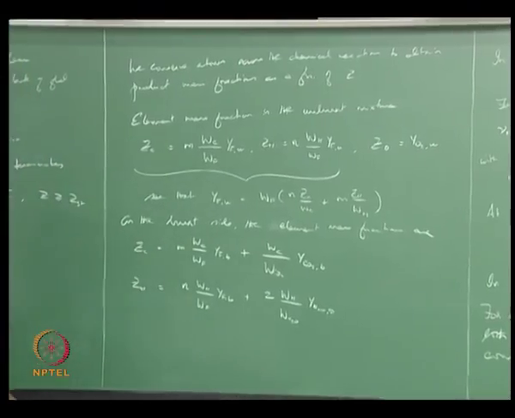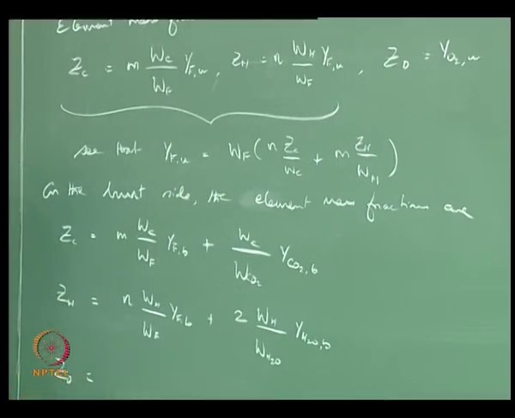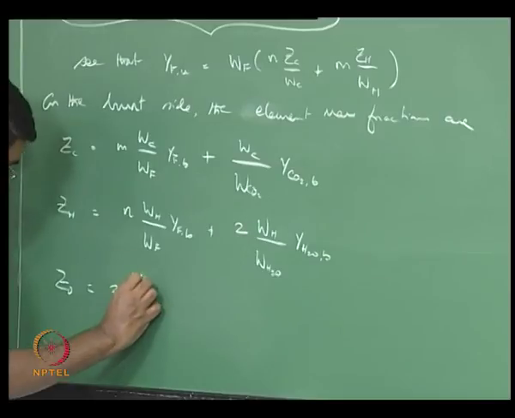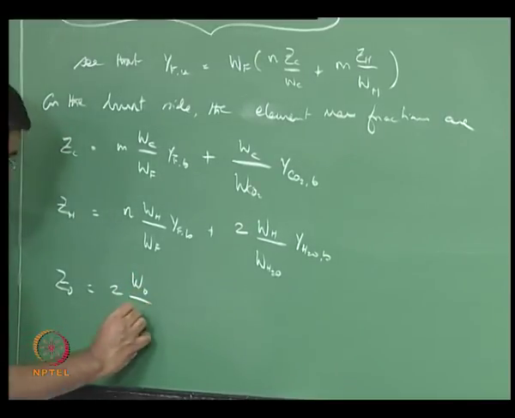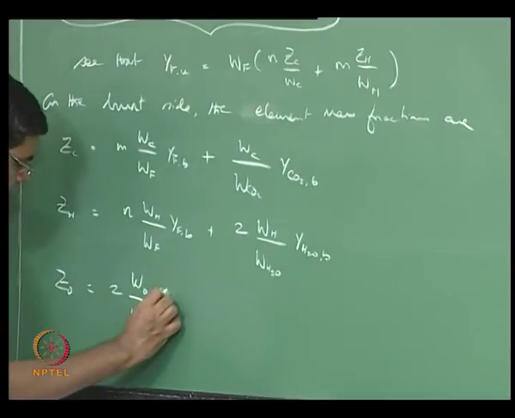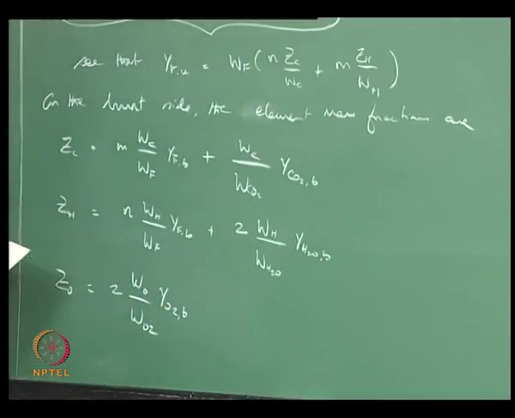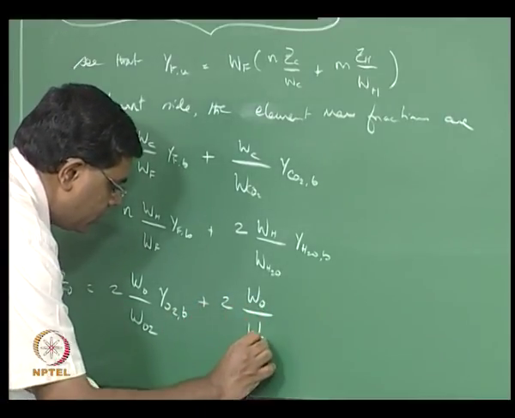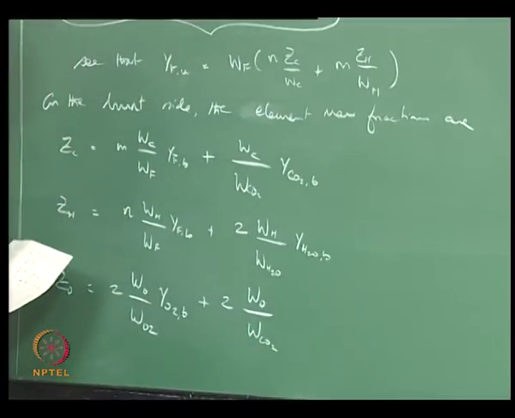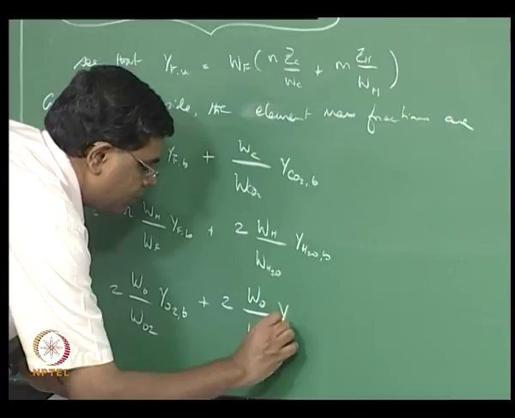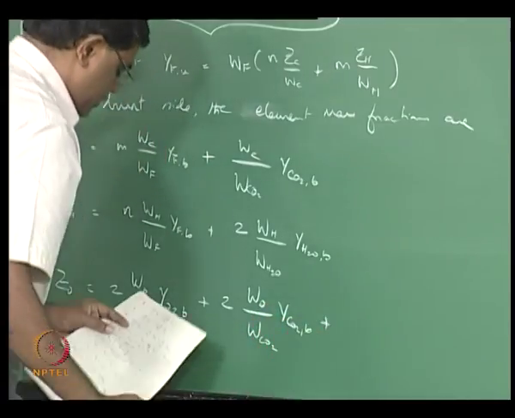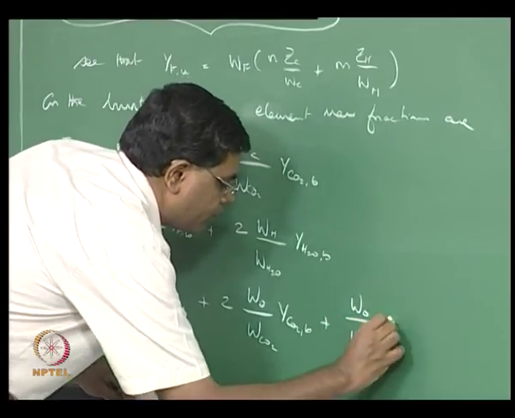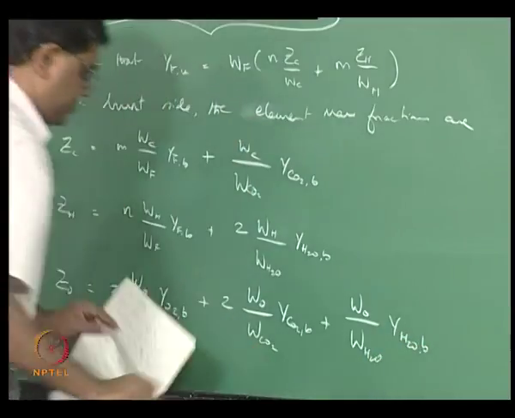So, and finally we have to conserve oxygen atoms, so ZO from the products would be twice WO divided by WO2 YO2 comma B plus twice WO divided by WCO2, because there are two oxygen atoms in carbon dioxide, YCO2 comma B plus 1 WO divided by WH2O YH2O comma B, right.